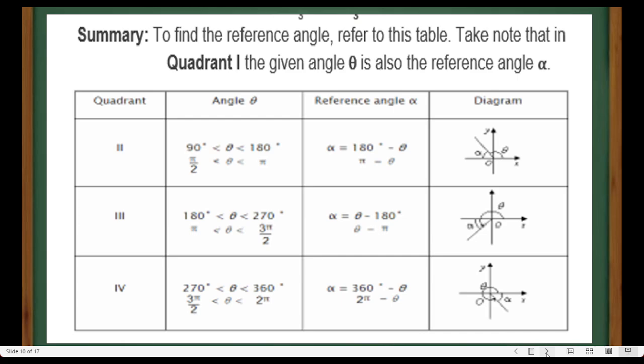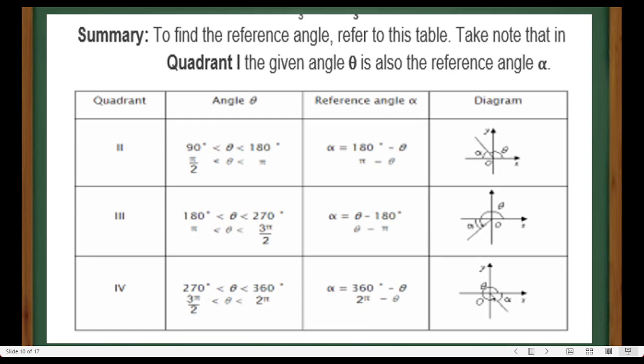Now, to summarize what you have just learned from the 6 previous examples, I have here a table of summary which will serve as your guide to compute for the reference angle of any angular measure, whether in radians or in degrees. Now, you will notice that if the given angular measure has its terminal side in quadrant 1, it means the given angular measure will also be your reference angle. Okay?